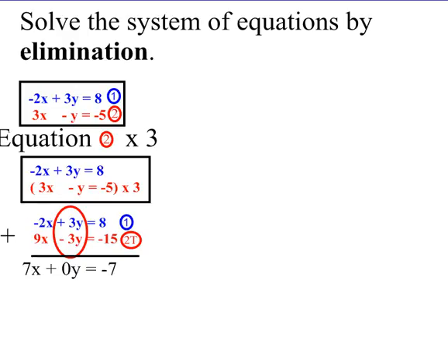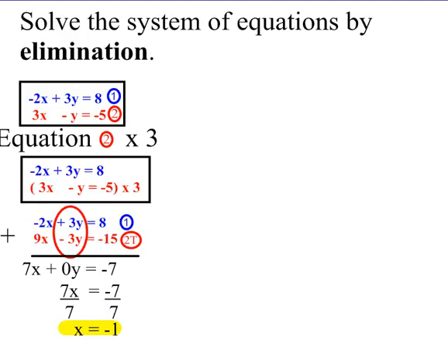So now I'm left with minus 2 plus 9x, which gives me 7x. 3y plus minus 3y is 0. 8 plus minus 15, that's 8 minus 15, which is minus 7. So that's the same thing as saying 7x is equal to minus 7. I want to isolate the x, so I will divide both sides by 7, and we will end up with x equal to negative 1. I'm going to highlight this. This is part of our answer.